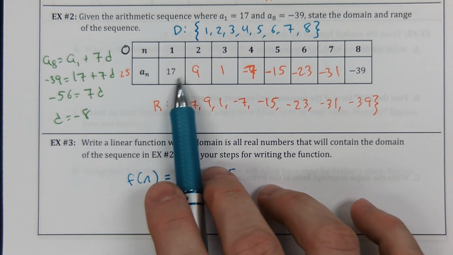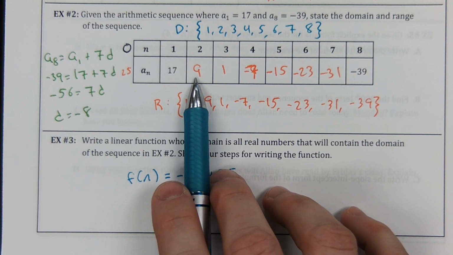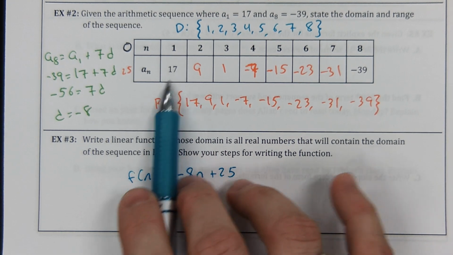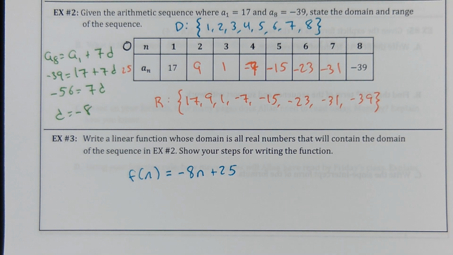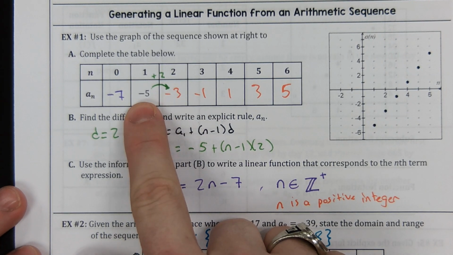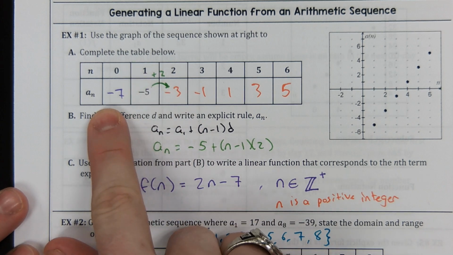So how did we get from 17 to 9? Okay, so if you go the opposite direction, what do you think you should do? Add 8. There you go. That's how we got it. It's the same thing we did here. When we went from -5 to -3, we said that's +2, so to go backwards is -2.